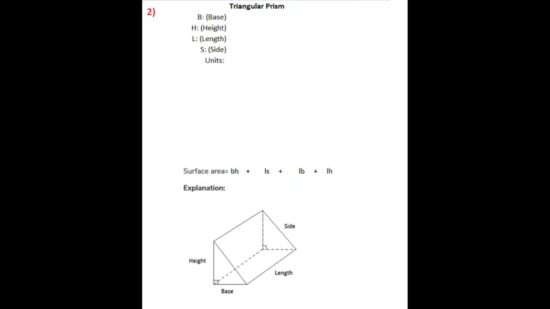With a triangular prism, it's a matter of adding all of the faces together. So in a triangular prism, we have 2 right triangles and 3 rectangles. And that's what we're adding together. Here we have our measurements. Here's our base. Here's our height, 6. Here's our length, 7. Here's our side, 10, and our units are inches.